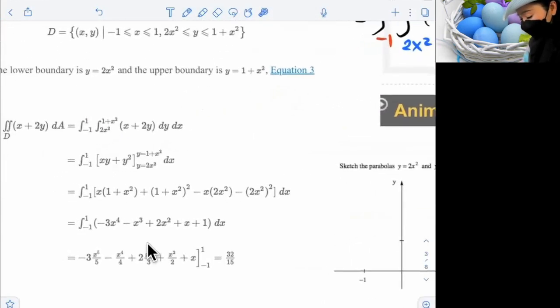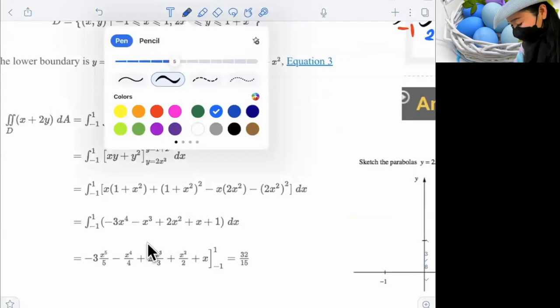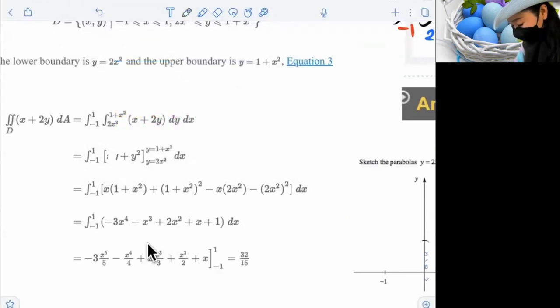Now, how do we do this integral here? Let's just try one time, as a review. What's the antiderivative of x with respect to y? xy. What's the antiderivative of y with respect to y?